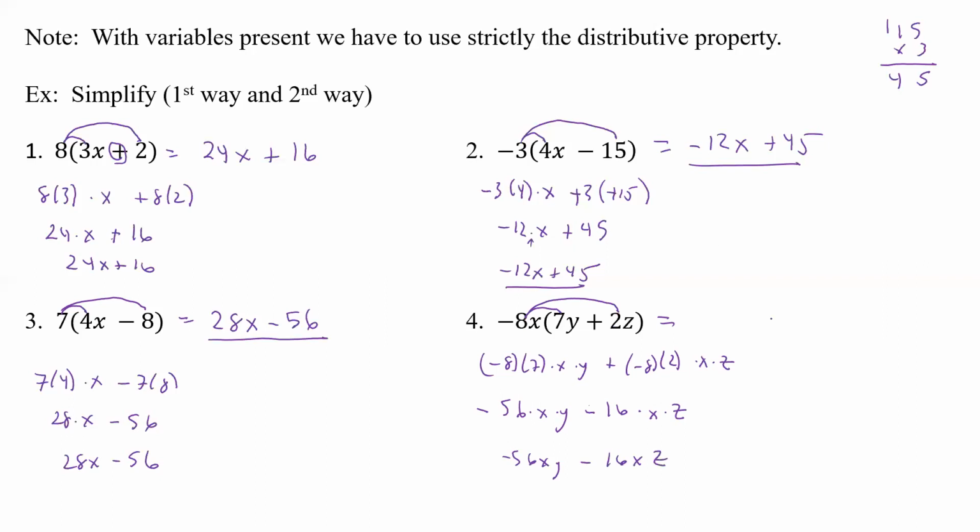Now, does that make sense up here? Well, 8 times 7 is 56. It's negative, so negative 56. And then we just have xy, because we have x and y. And now we have negative 8 times 2, so that's a negative 16. And we have x times z, and that's what we get. And guess what? It matches here and here once again.